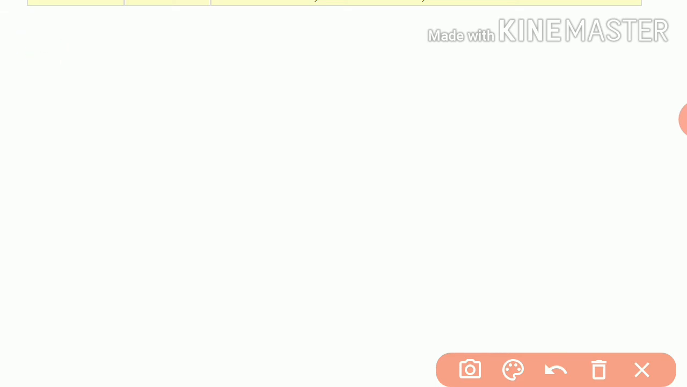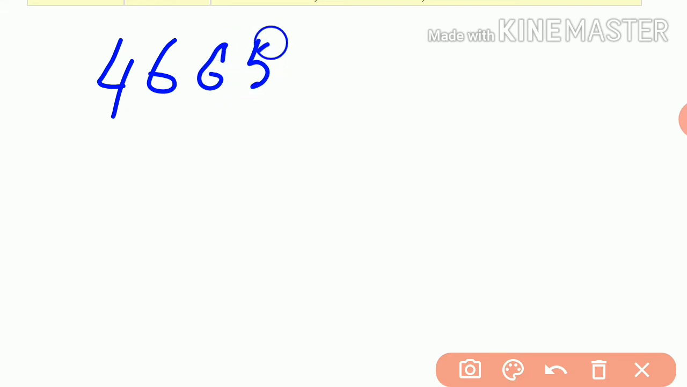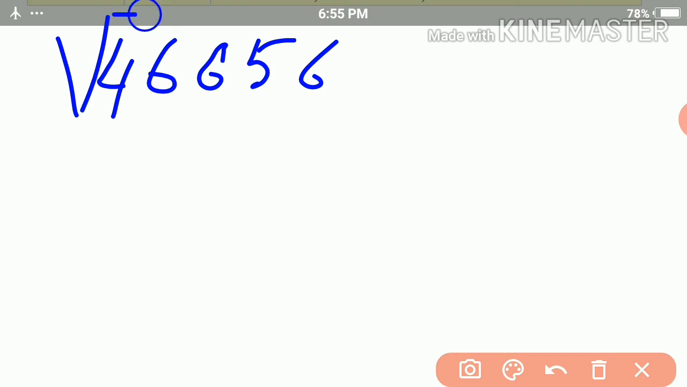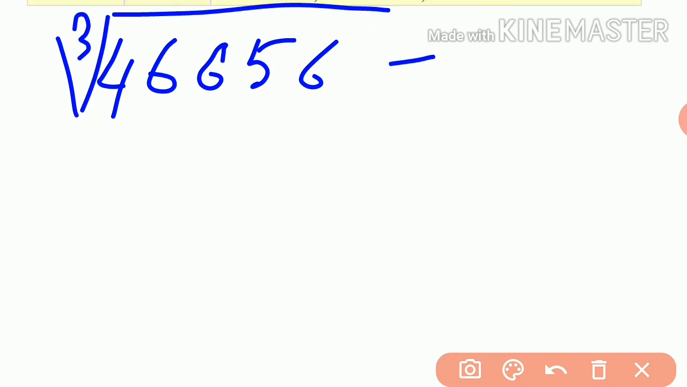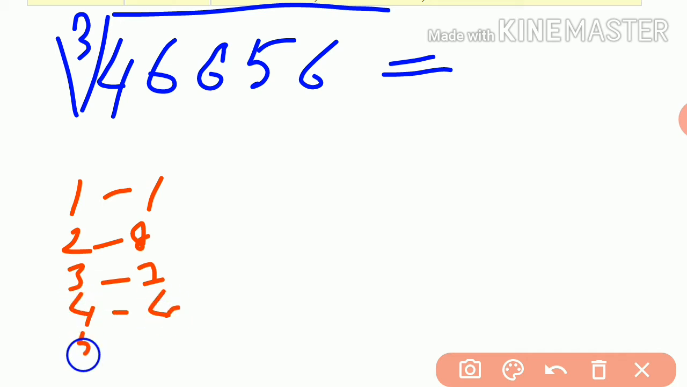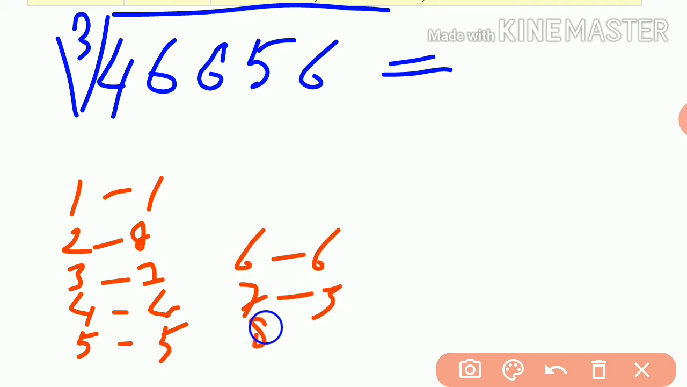Find the cube root of this number: 46656. Now we will see the table like this: 1 corresponds to 1, 2 to 8, 3 to 7, 4 to 4, 5 to 5, 6 to 6, 7 to 3, 8 to 2, and 9 to 9.